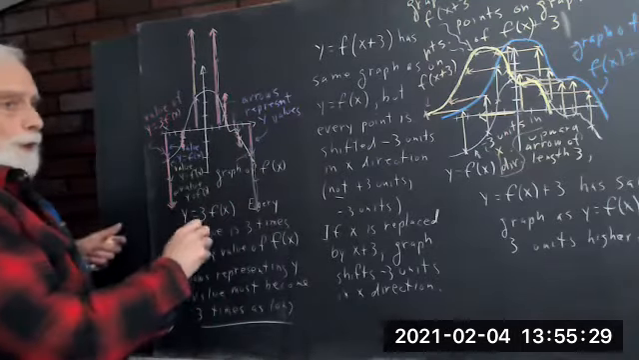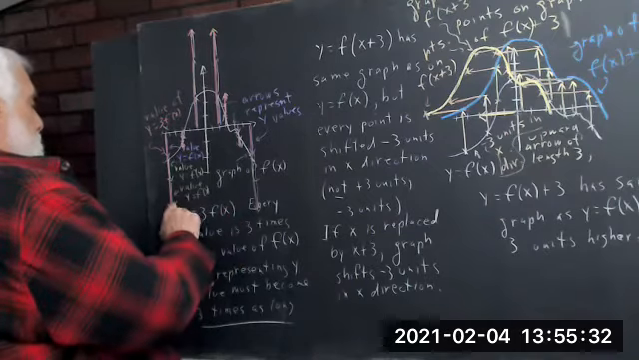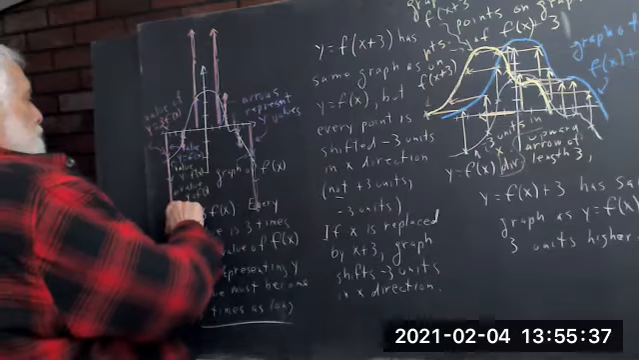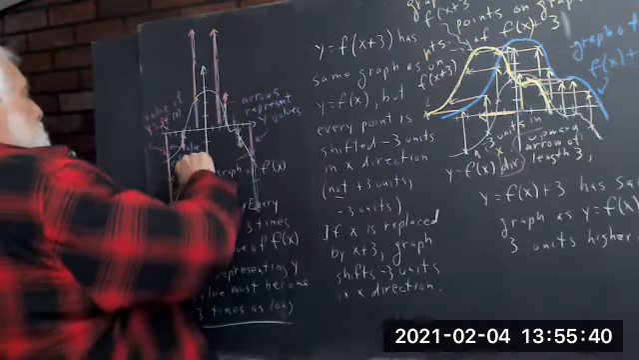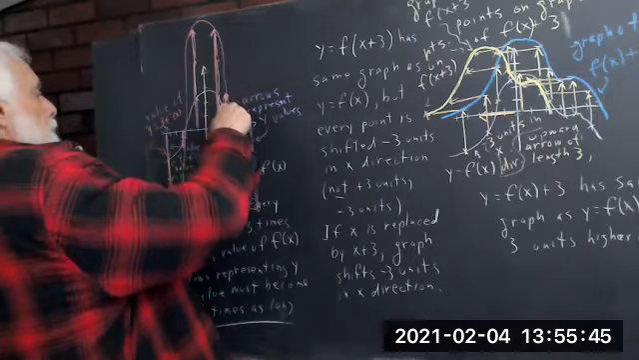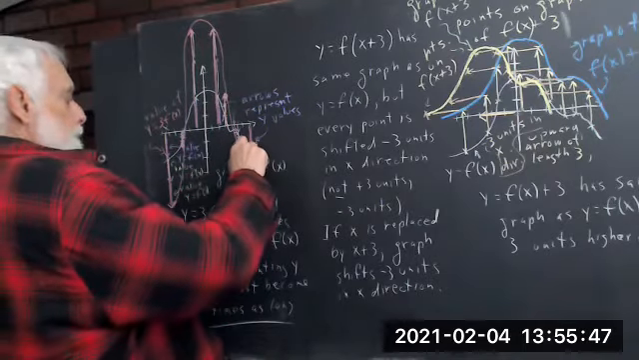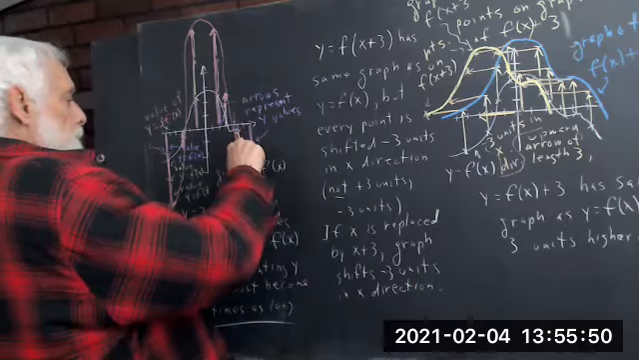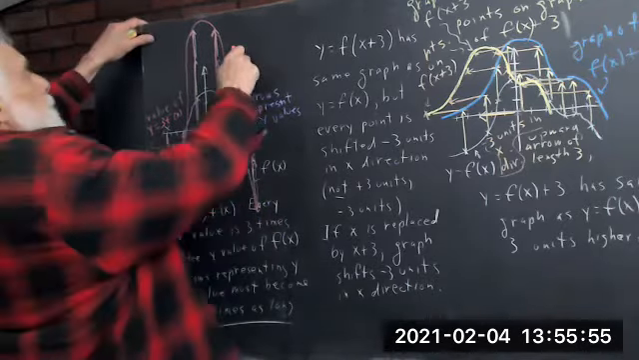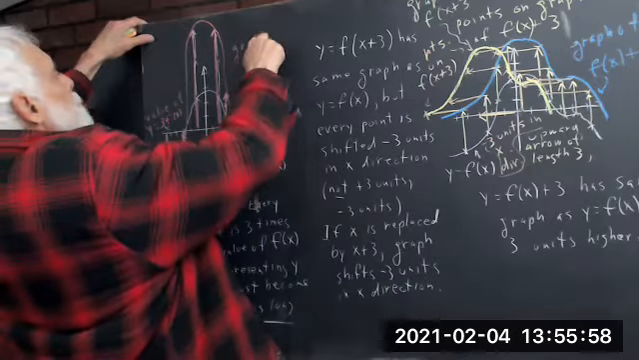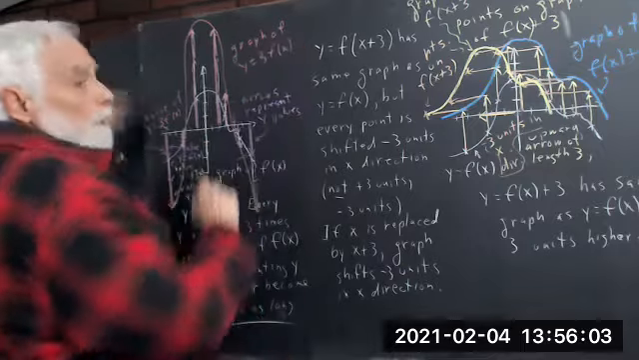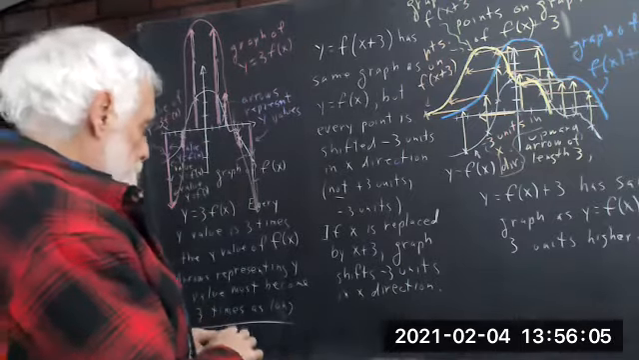Now I have points on the graph of y equals 3f of x, and I can sketch a curve that behaves kind of like I think it will. We're going to go up here, come around here, down here. There's a little wiggle in there that I missed because of the points that I sketched. But now here's the graph of y equals 3f of x.